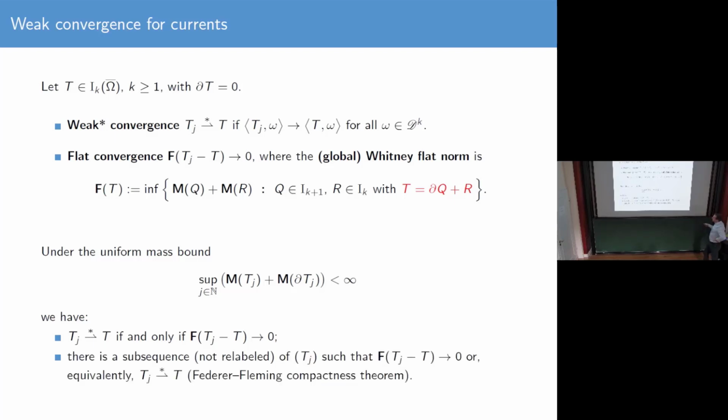Okay, and so there's a classical theorem called the Federer-Fleming compactness theorem telling you that if you have this uniform mass bound, there's a subsequence which converges weakly star, or in this flat sense. That's a very powerful compactness theorem. The non-trivial part here is not that you get convergence to some current in the weak star sense. That would just be Banach-Alaoglu. The difficult part is that the limit is an integral current.